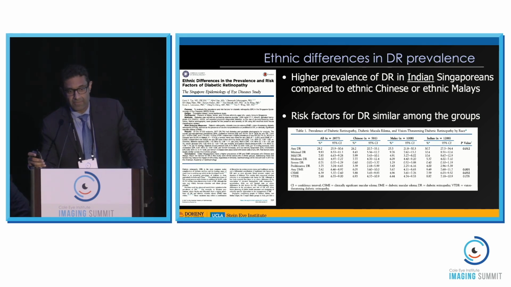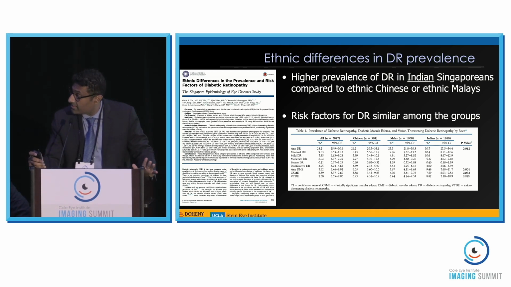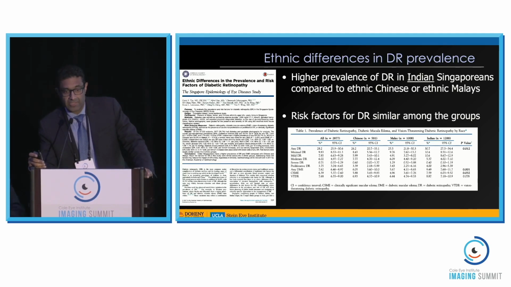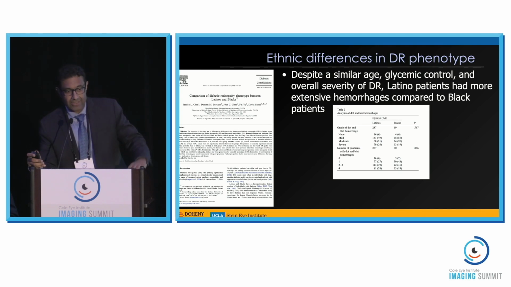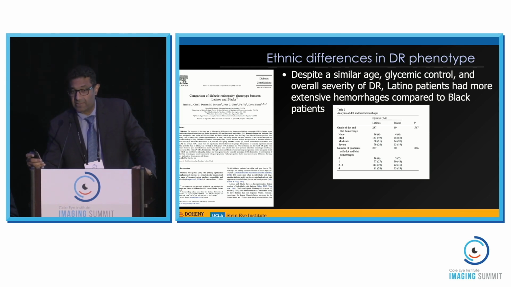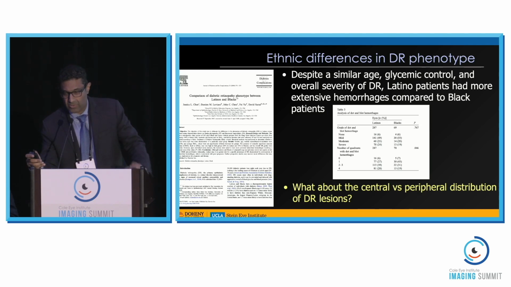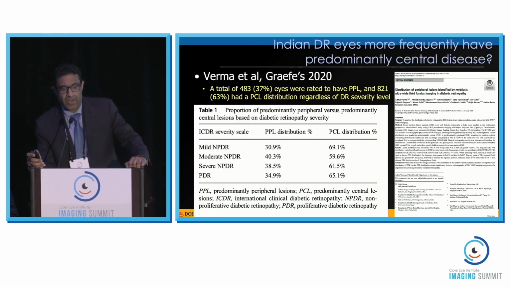Very nice study from Singapore in the SEED study. They did demonstrate, for example, a higher prevalence of diabetic retinopathy in Indian Singaporeans compared to ethnic Chinese and ethnic Malays, even after adjusting for various other risk factors. In addition, my colleague Dr. Saraf, who couldn't make it here, many years ago had demonstrated that there can be a different phenotype of diabetic retinopathy in Latino patients compared to Black patients. Of course, they didn't look at this question of peripheral versus central distribution in that study. But that actually inspired us to study this question.